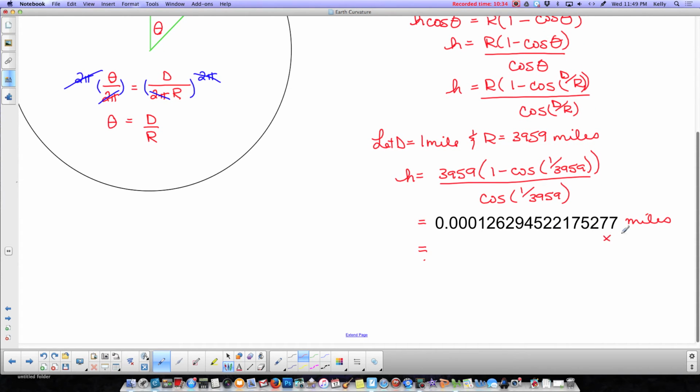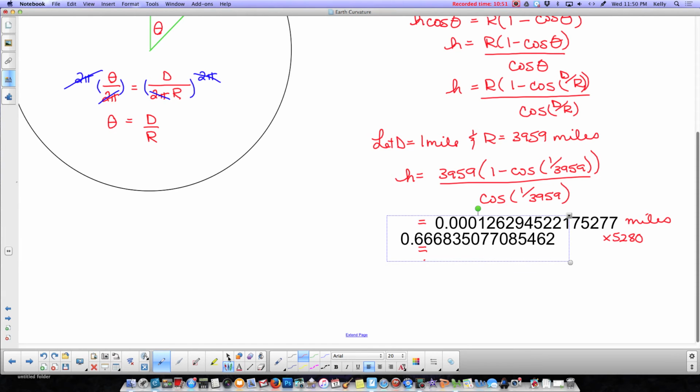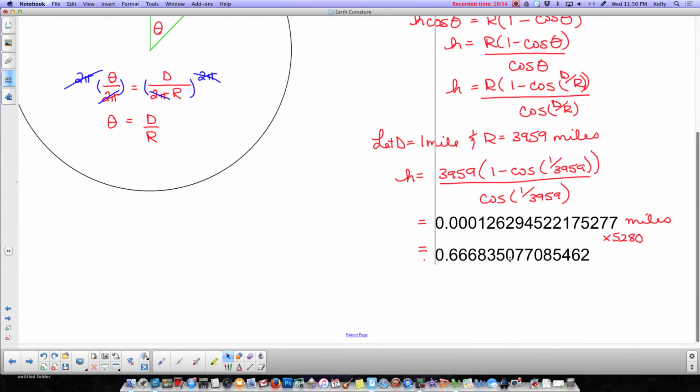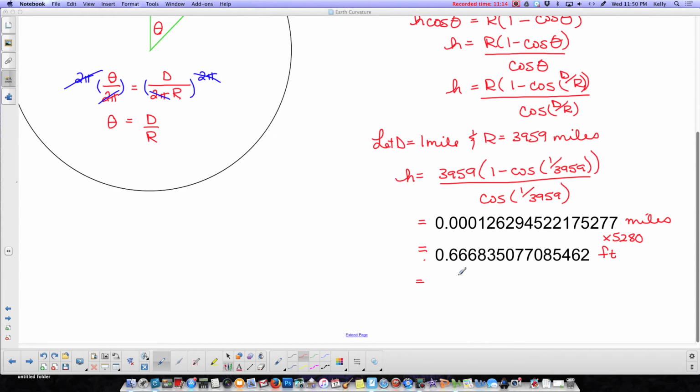So in order to change it into feet, we need to multiply by 5280. That's how many feet there are in a mile. So let's pull that calculator back up and go times 5280. And there's our answer in feet. Since it's still smaller than a foot, we're going to change that answer into inches by multiplying by 12. 8.002.